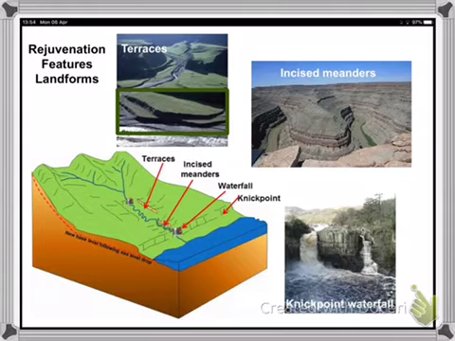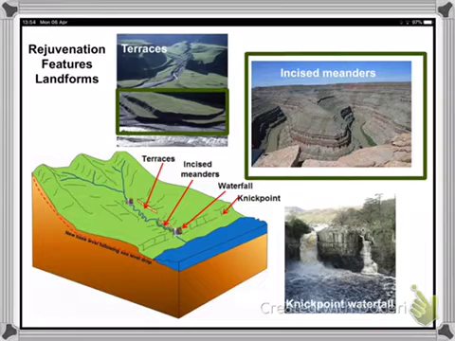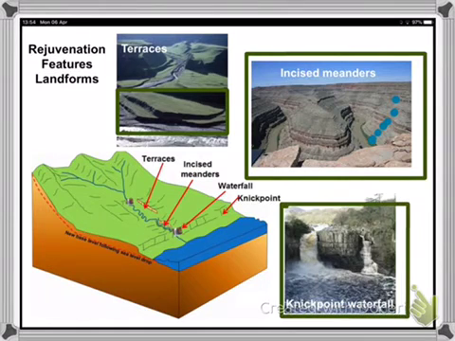Incised meander is very similar, but here it forms like a canyon, as you can see in this picture. The Grand Canyon is also an example of a river that cut into an area and caused the canyon to form. And you will see those step-like features all along this canyon valley. And then lastly, we have our nick point, a waterfall, as you can see in this picture.